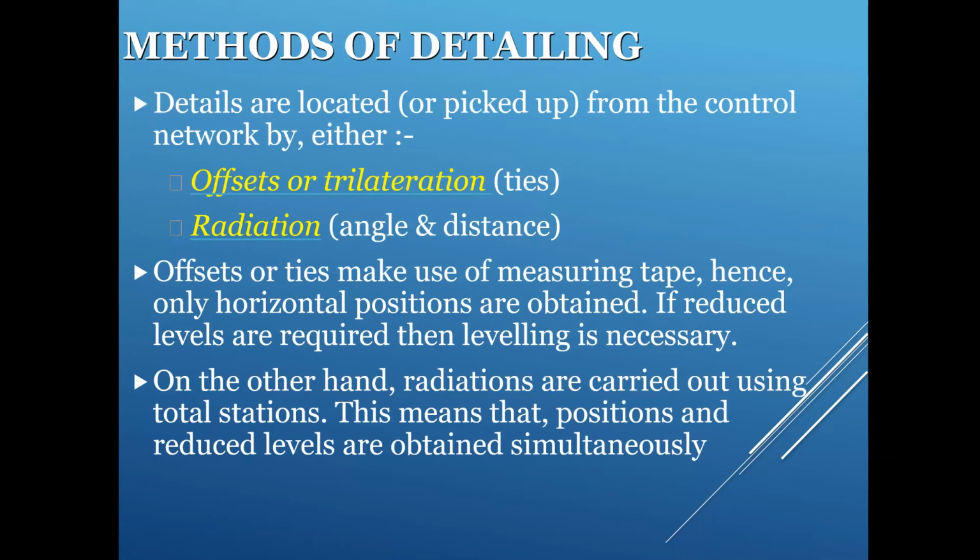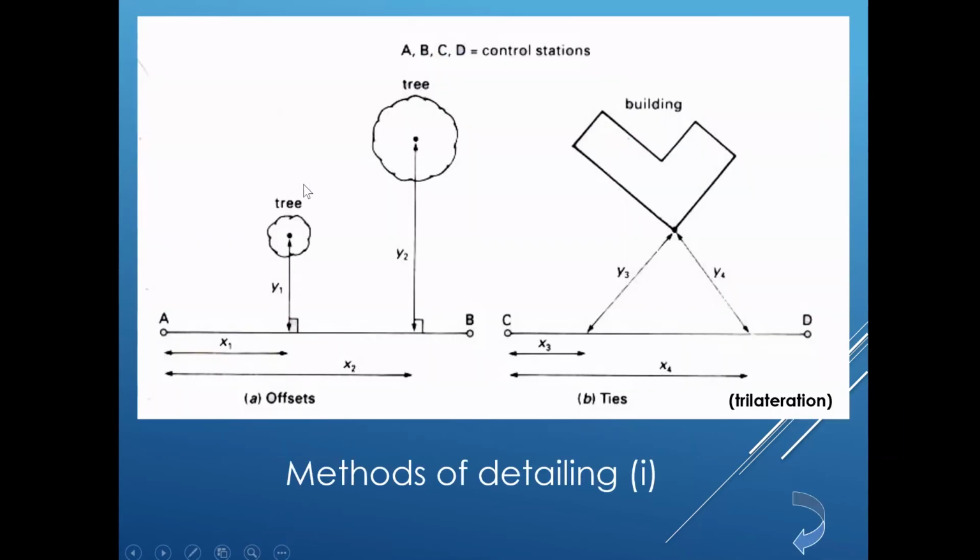So what does offset mean? If I just click on that, offset simply means you will have a baseline that could be your station, station A, station B. Then if you've got a tree, for example, there, to find the position of the tree, you probably just need to measure that line and measure that line at 90 degrees. So that's offset. And similarly to the other tree.